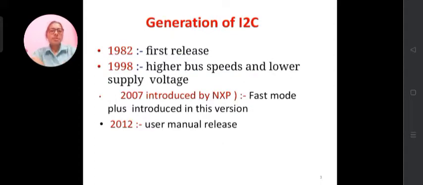There are some generations of I2C. I2C was first generated in 1982. In 1998, a higher bus speed and lower supply voltage was released. In 2007, Fast Mode Plus was introduced by NXP. In 2012, a user manual was released.